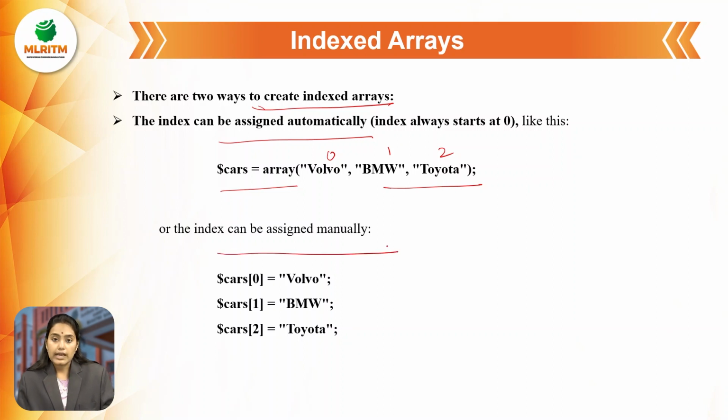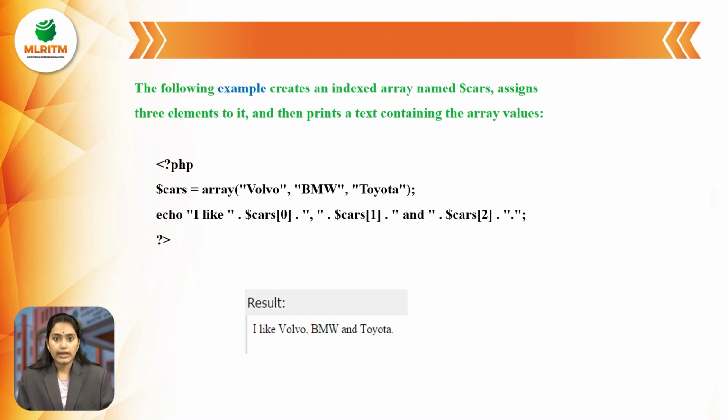Or we can assign it manually. How can we assign? $cars[0], $cars[1], $cars[2] and so on. Here we directly create an array and directly keep the values. In the first case the assigning is done automatically; here we have to do it manually. For the 0th value, I only need Volvo. For the first value, I only need BMW. For the second one, I only need Toyota. Like that, here we are indexing manually.